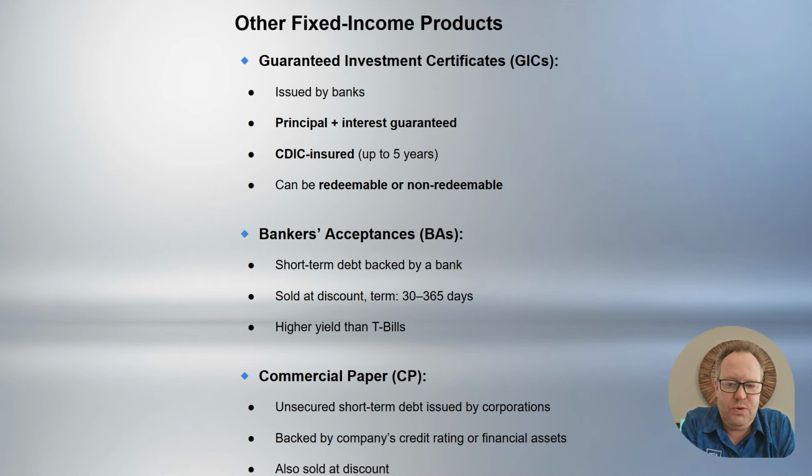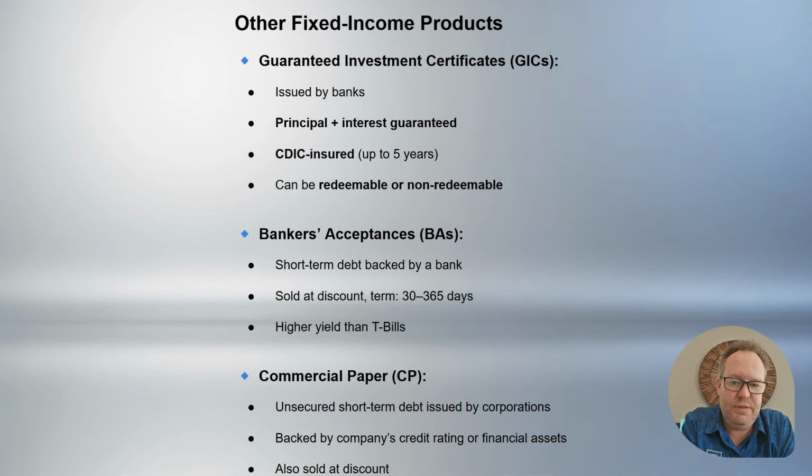CDIC, the Canada Deposit Insurance Corporation, is a group that was formed in order to protect depositors to banks in case of default. So with a GIC, up to a 5-year term, up to certain amounts would be covered under CDIC insurance coverage.